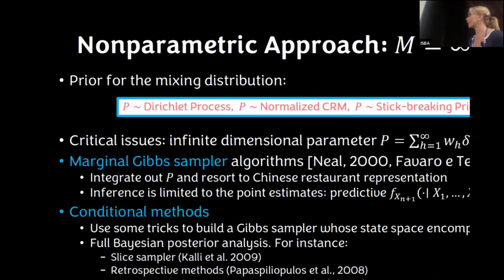Now, if you want to do posterior inference, you can resort to different sampling schemes, like marginal Gibbs sampler algorithms. They usually integrate out the random measure, and they resort to some Chinese restaurant representation. In this case, inference is limited to point estimates like the predictive distribution. Then there are conditional methods, so you can build a sort of Gibbs sampler that encompasses the random measure P, and now you can perform full Bayesian inference. So we have the slice sampler by Maria, Jim, I don't know if they're here, and Steve Walker. And then you have retrospective methods, or you have also some methods based on truncation of either the prior or the posterior. So this is it.